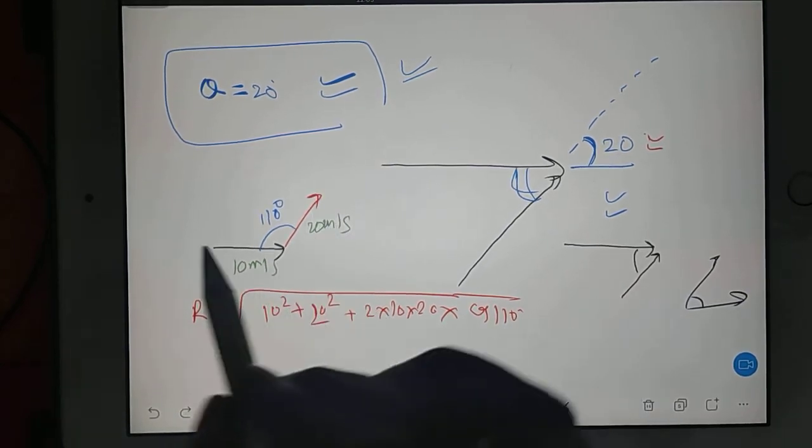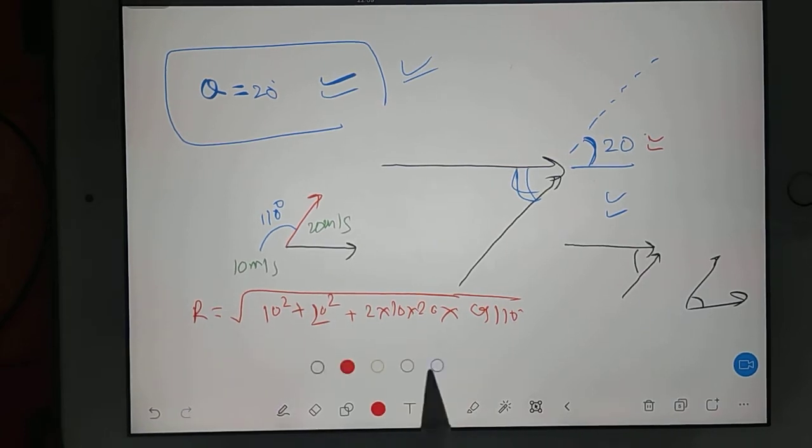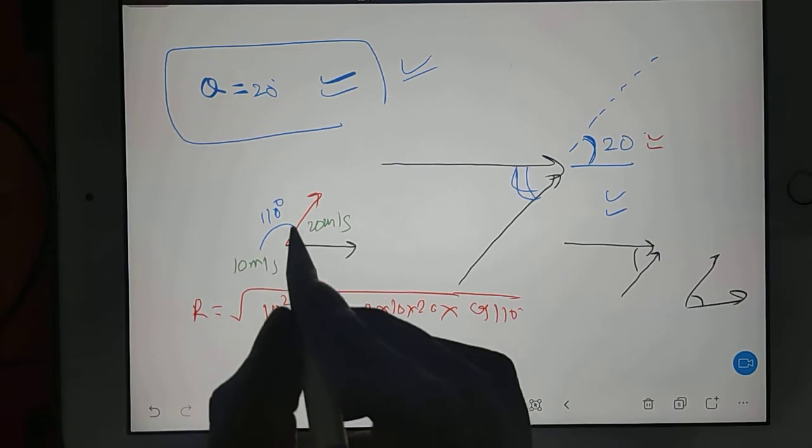So for that you do one thing. Take this vector here and shift this vector here. Okay, so now the tail is matching. So when the tail is matching, then what is the angle? Then the angle is this much.